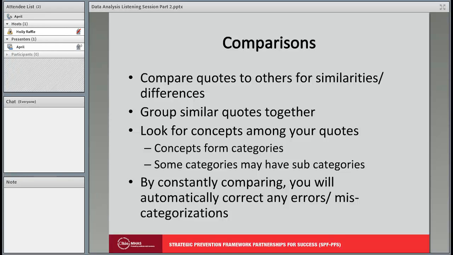As you move through your data analysis process, again, it's an iterative process that you'll be going through over and over, and you're constantly comparing a single quote to the category that you've started to form. You can see slight differences or discrepancies between your quotes that may, in fact, create subcategories or different categories altogether. So by constantly comparing, you'll automatically start to correct any errors or miscategorizations. You'll see how your data are evolving into the true categories that represent the focus group information.